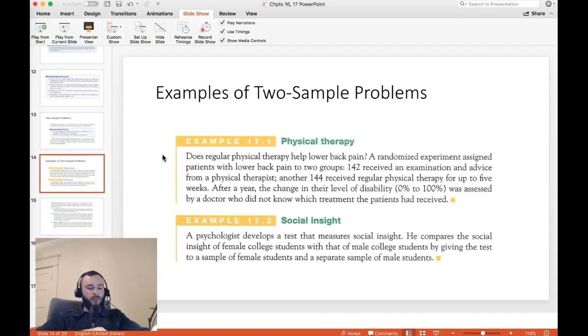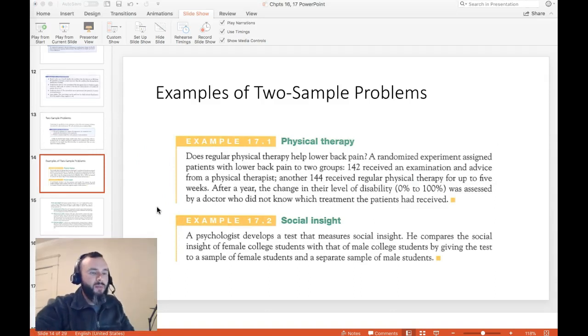So this is going to be an example of a matched pairs design because, this is a two-sample problem. I had confused my notes.